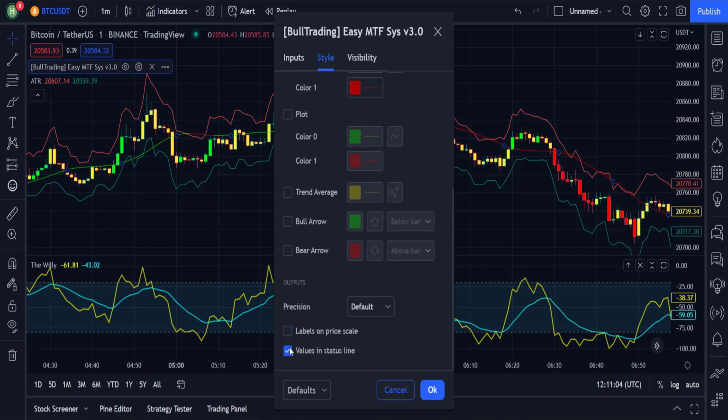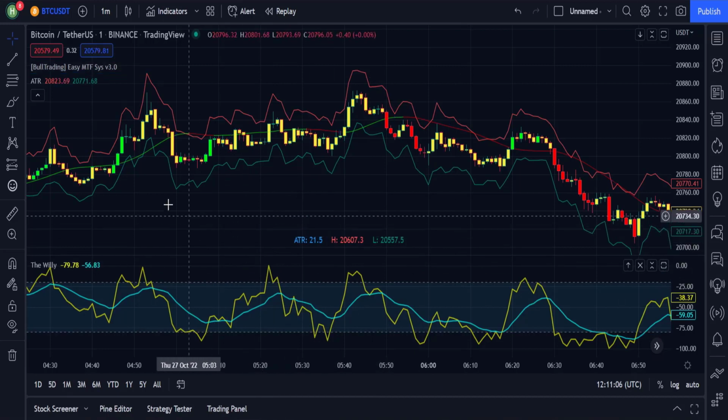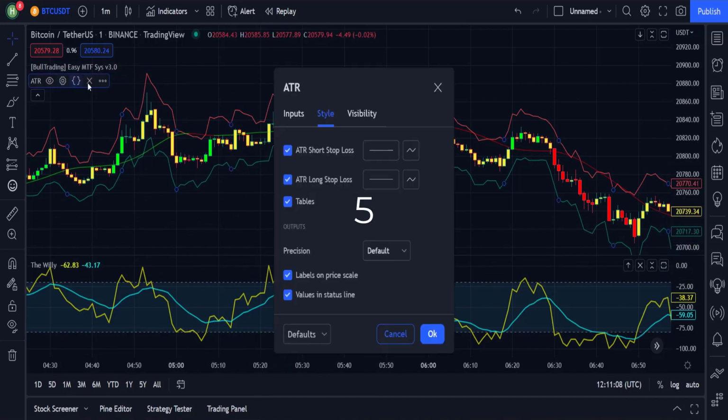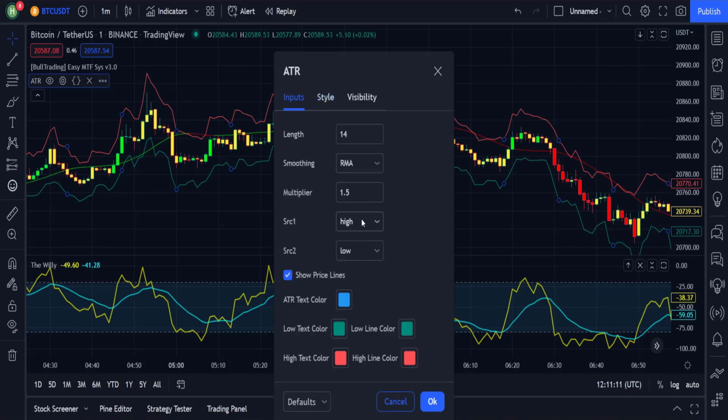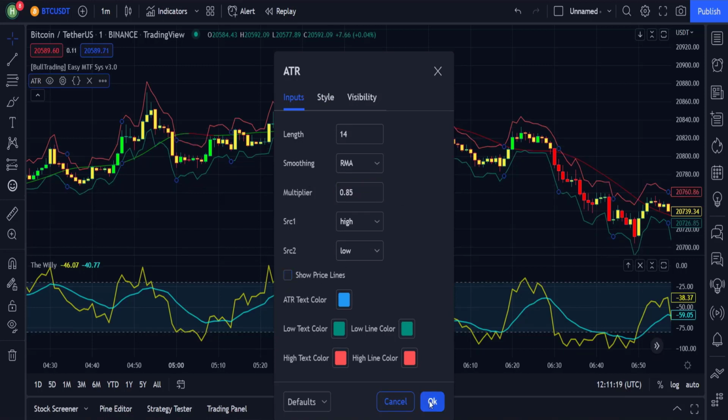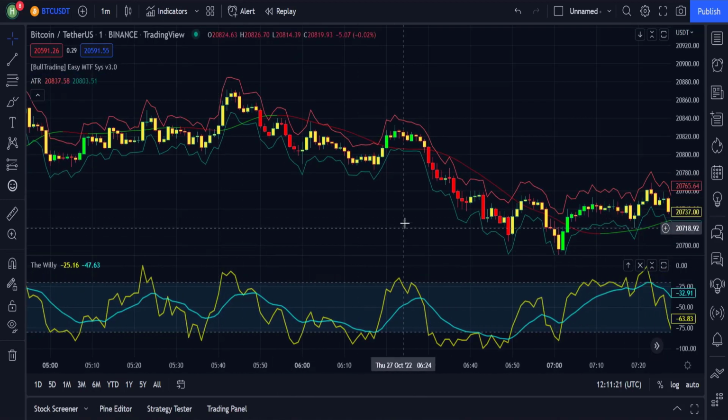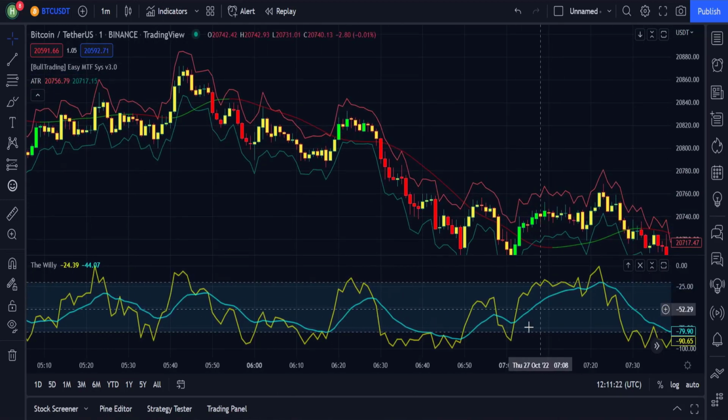Now let's customize the ATR Stop Loss Finder. First let's get rid of these tables, as we don't need them. And we're going to change the ATR multiplier from 1.5 to 0.85. Also, let's untick this option. We're not going to change the settings on the Williams indicator. We're just going to leave it on default settings.